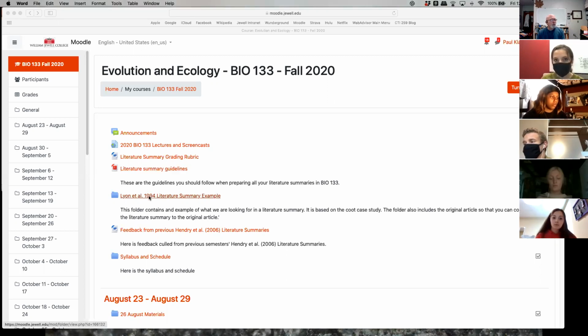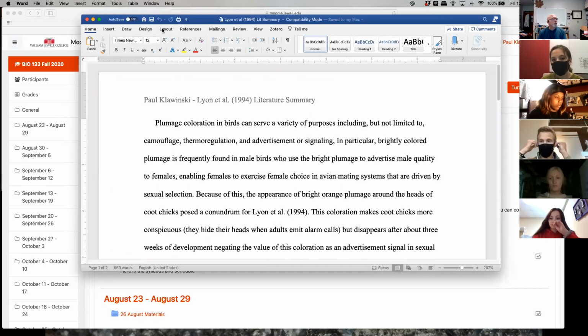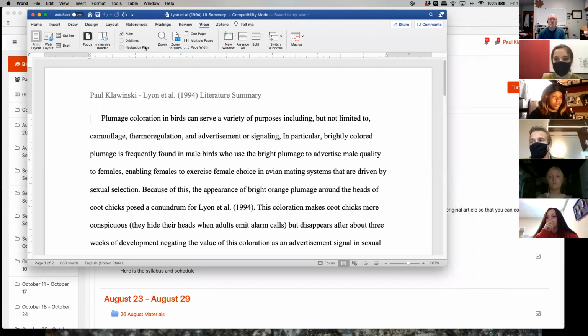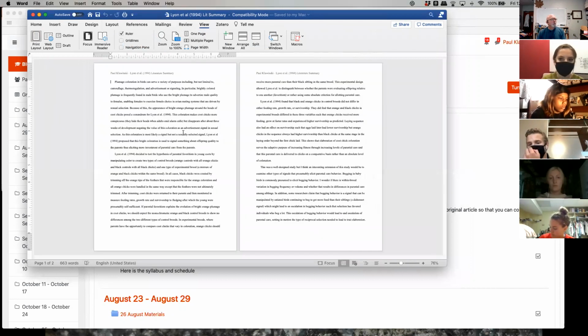I also did this a number of years ago. Since you've already been exposed to the Coote case study, I went and reread the paper that the case study is based on, and I sat down and wrote what I think is an exemplary literature summary. Can you see it on the page? On your screen? Yes, okay, good. You can see that it's 2 pages long, with about 1 line left over at the bottom, and my name is in a header.